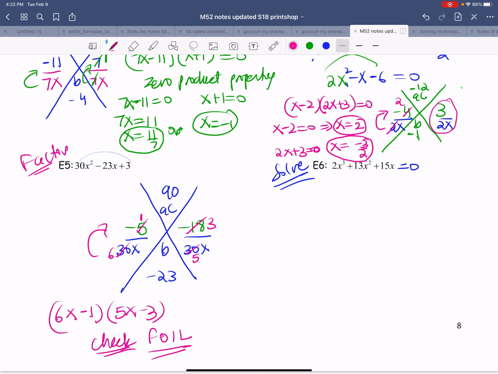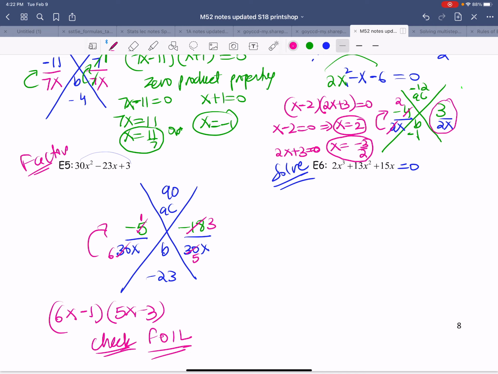Sometimes I catch students using guess and check method. I highly discourage you from using guess and check. I do not recommend guess and check because a lot of times people guess and they don't check, and that doesn't give you the right polynomial back that you started with. Let's check out example number 6 now.